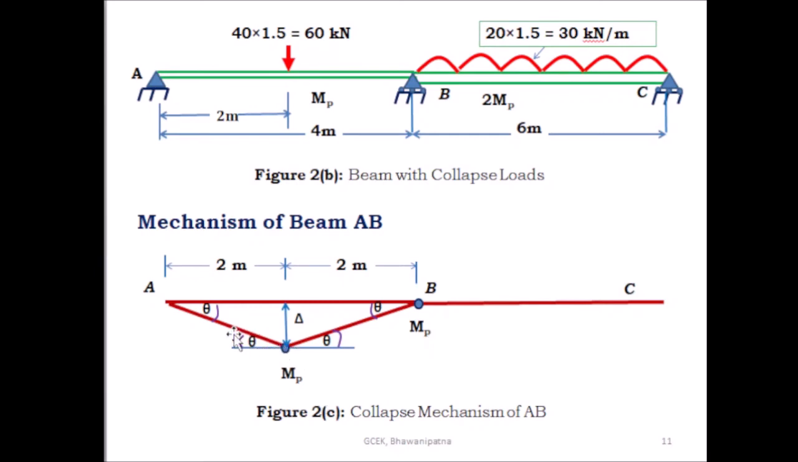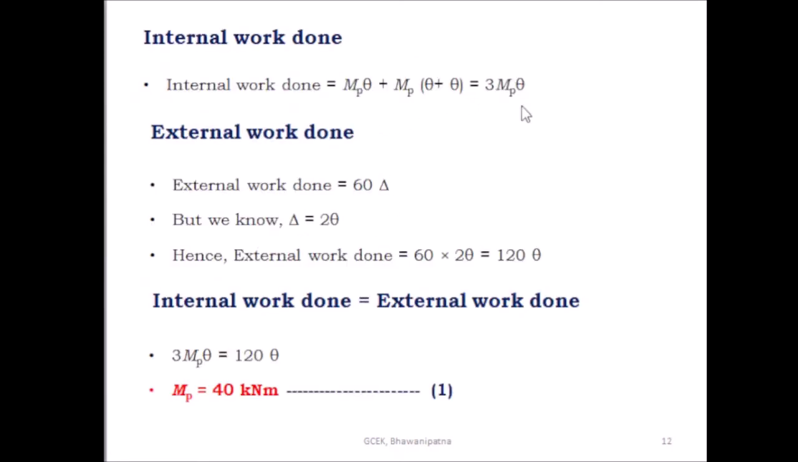Then find out what is the internal work done. This is the collapse mechanism of AB. Here there is no hinge, so the internal work done is equal to 0, and here there is a hinge, so the internal work done is equal to MP into 2 theta, and here there is one hinge, the internal work done is equal to MP into theta. So the total internal work done is equal to MP into theta plus MP into 2 theta. This is equal to 3 MP theta.